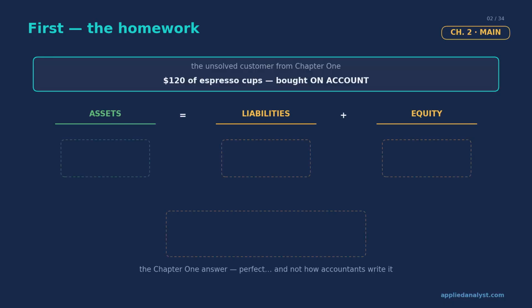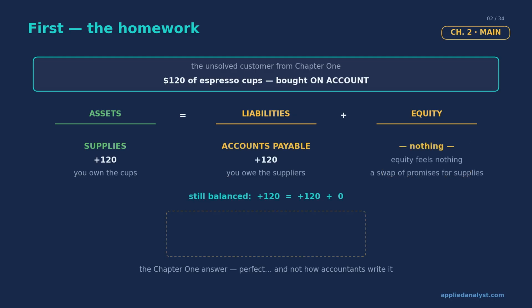First, the homework. I left you with one unsolved customer, $120 of espresso cups on account. If you worked it, welcome back. Supplies up $120, you own the cups. Accounts payable up $120, you owe for them. Equity feels nothing. That's the Chapter 1 answer, and it's perfect.